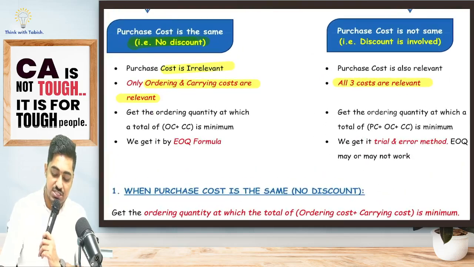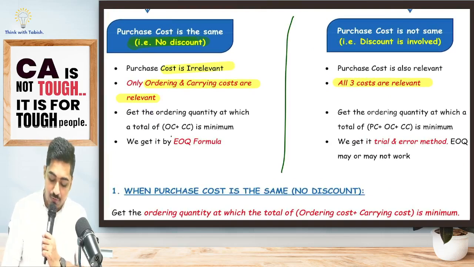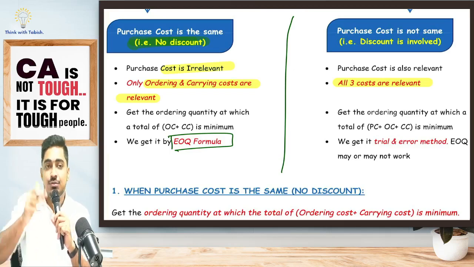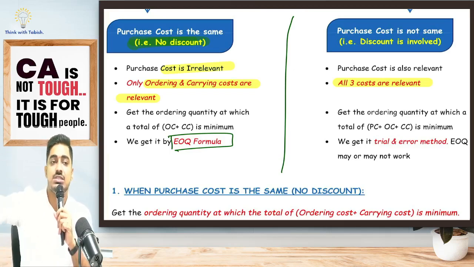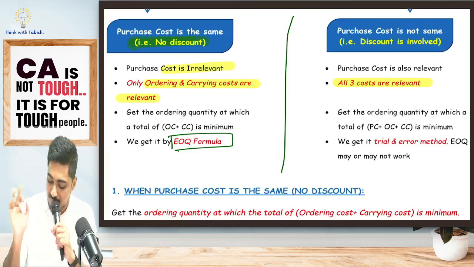Now, if purchase cost is irrelevant, only ordering and carrying is relevant. We have a formula through which we can calculate. It is called the EOQ formula. But if purchase cost is also changing, discount is there, that formula will not work. So there is no way. You'll have to see different options. In every option you will see purchase, ordering, carrying. Wherever total cost is minimum, you will have to go for that. Is this clear, everyone? Perfect.